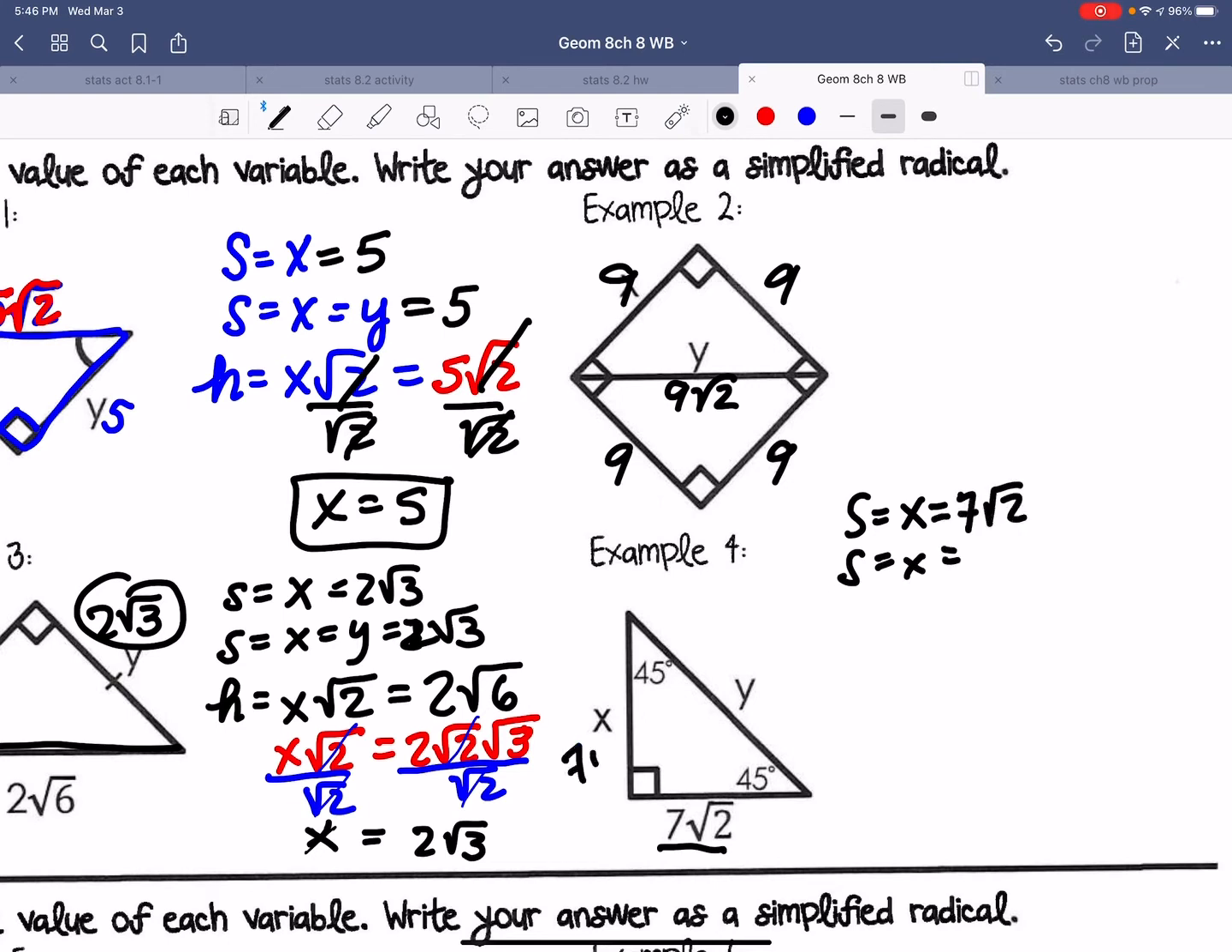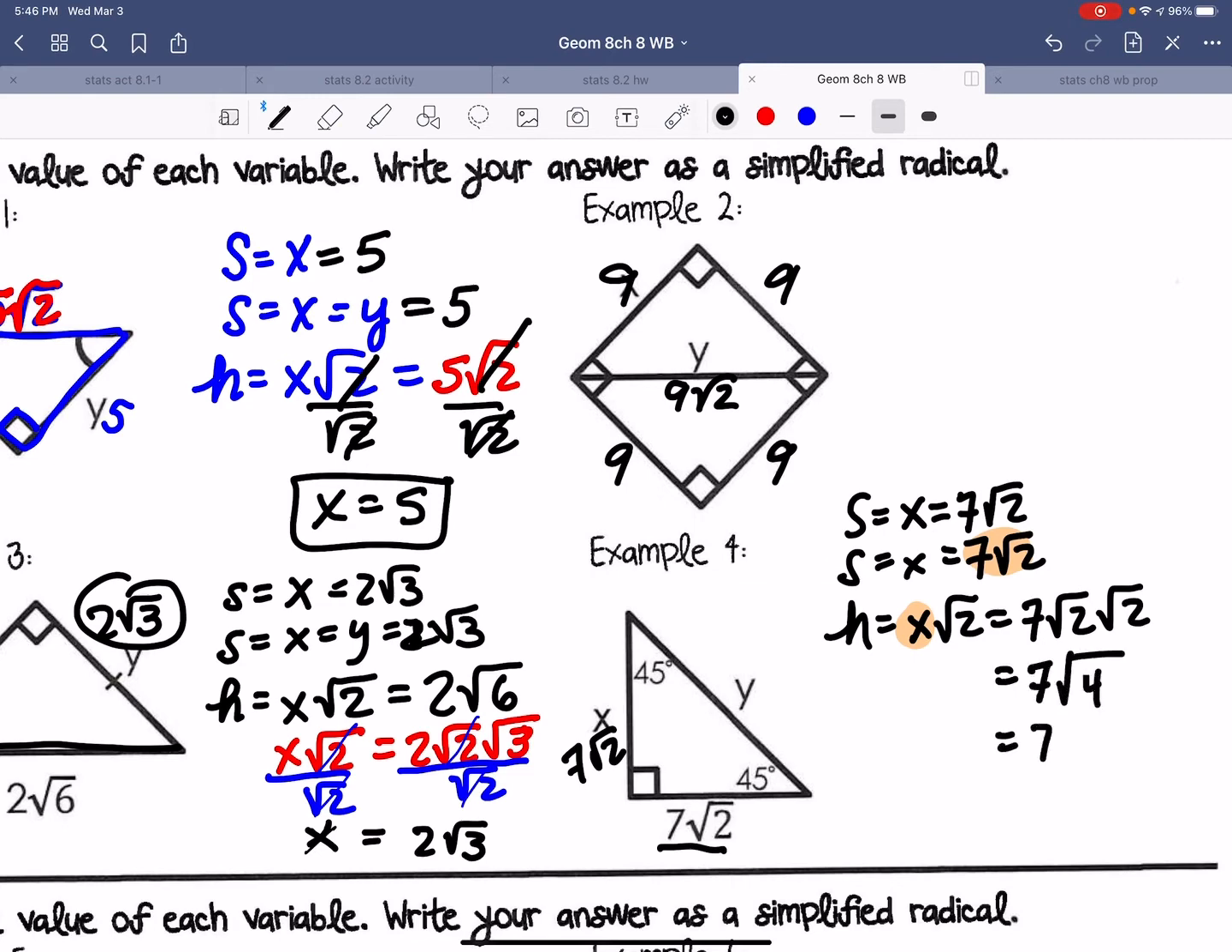So that means, since it was a square, the other side has to be 7 times the square root of 2 as well. And so what is our hypotenuse? It's just x times the square root of 2. So if x is this, we can just plug that in there, right? So the 7 times the square root of 2 times another square root of 2. Well, that would be the square root of 4, which is 2. So we get 14.